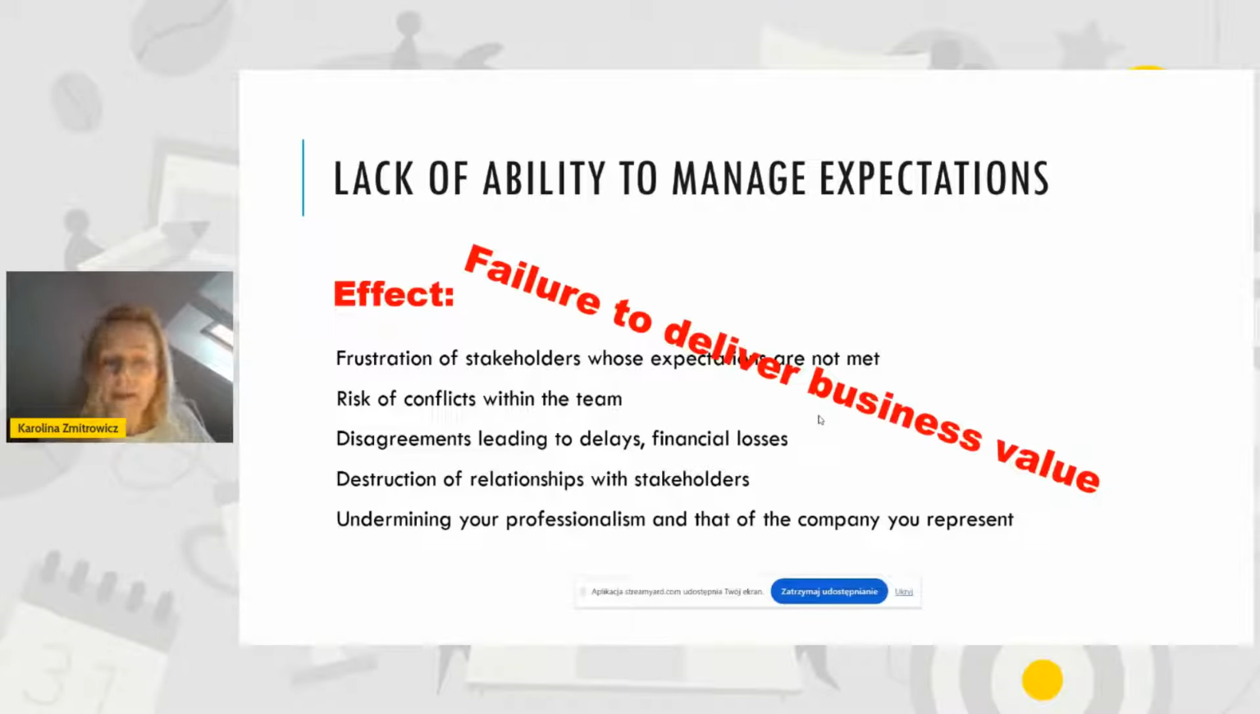In the end, again, we failed to deliver business value. Why? Because business value is based, saying things shortly, on business needs. Part of business needs are expectations. If you do not know all the expectations and you are not able to manage them, you are not able to deliver business value that will really make stakeholders happy.